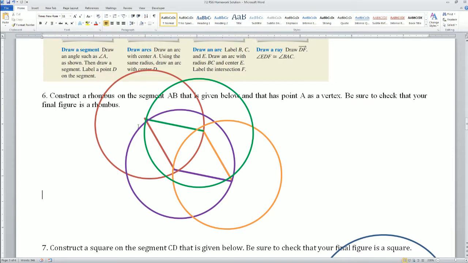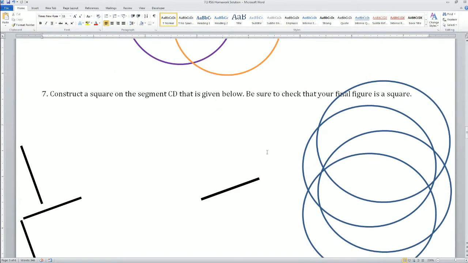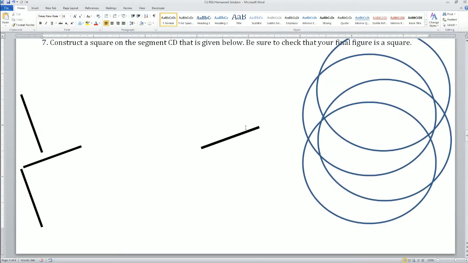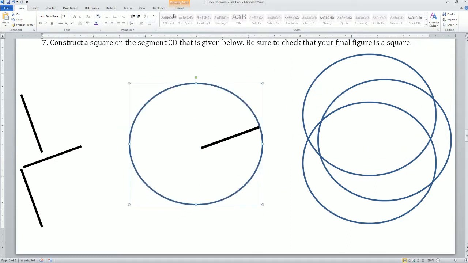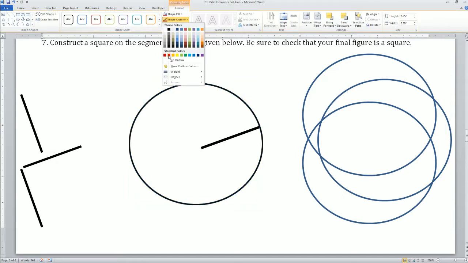Red circle, red radius. Purple circle, purple radius. Green circle, green radius. Orange circle, orange radius. Boom. Next, construct a square. I already have the segment out here to make our lives easier. Because 4 sides, 4 circles. Let's just grab the first one. Let's just make this black. So it makes our life easier.